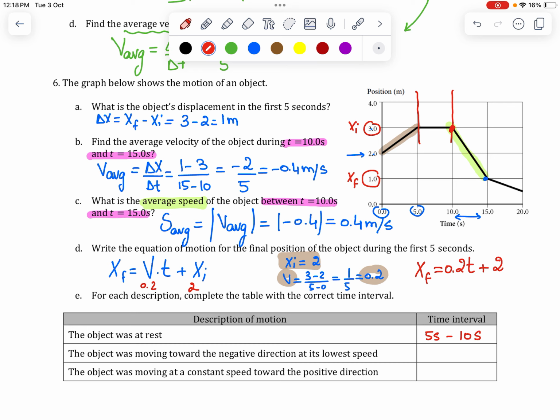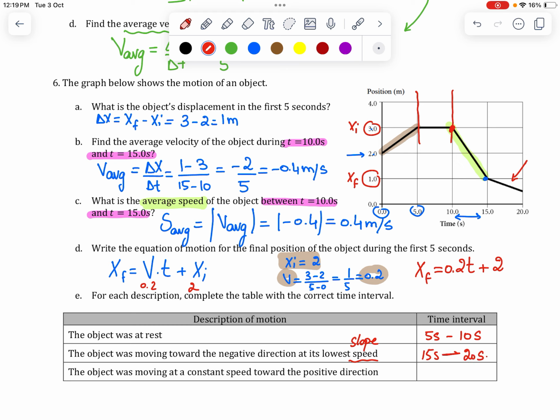The object was moving toward the negative direction at its lowest speed. I can see that it was moving in the negative direction here and there. But it needs to have the least speed. Least speed means the least slope. So which one has the least slope? Yes, this one. It is less steep. So from 15 seconds to 20 seconds.